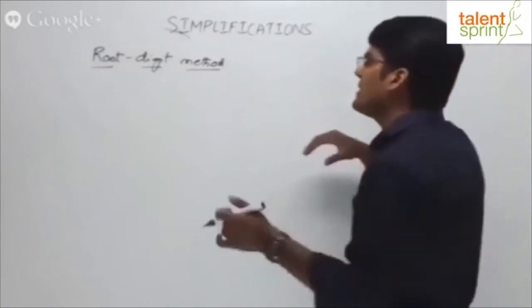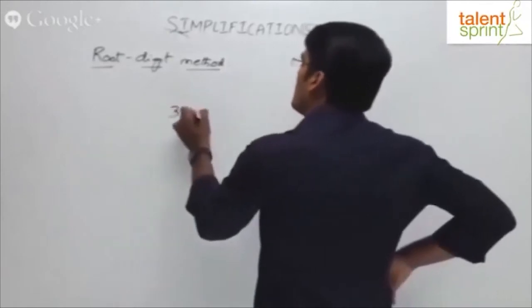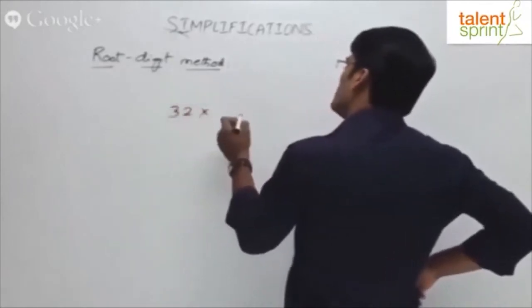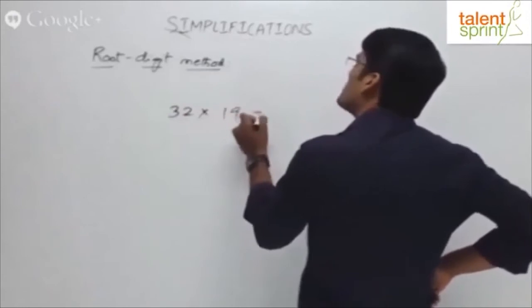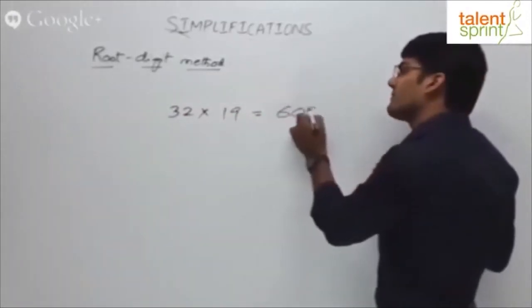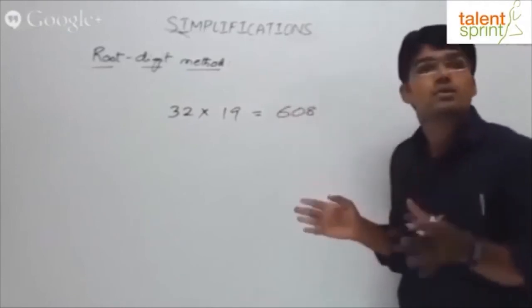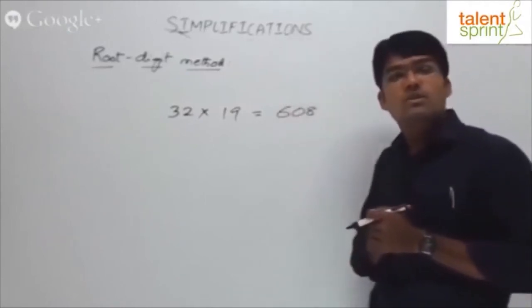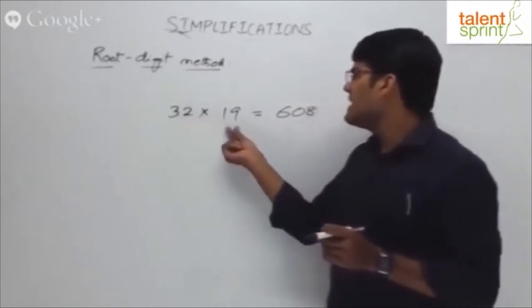I'd like to explain multiplication. For example, let's say 32 into 19 equals what? What is 32 into 19? 640 minus 32. That is equal to 608. Multiplication: root digit has to balance. Yes or no? Root digit has to balance here. So 32 into 19 equals 608.